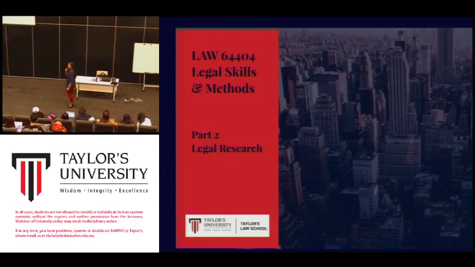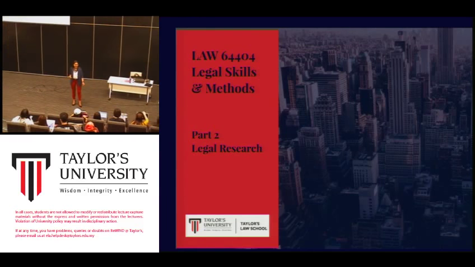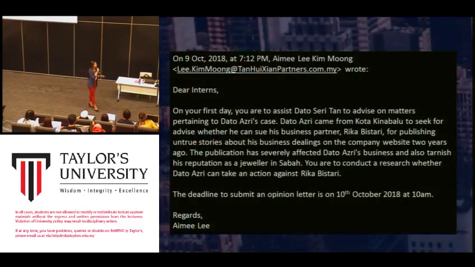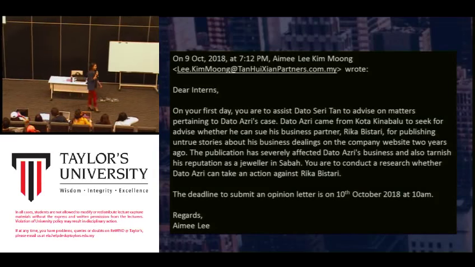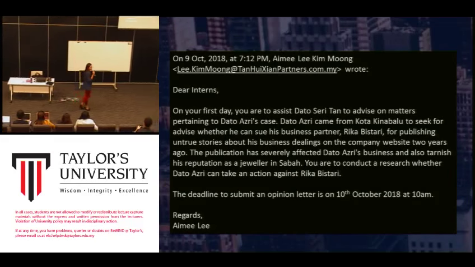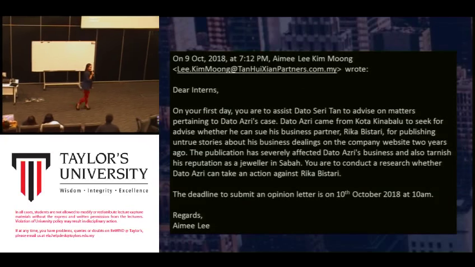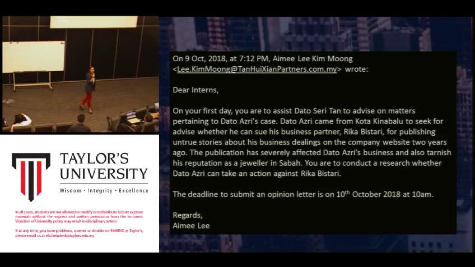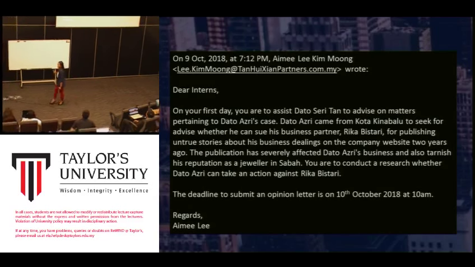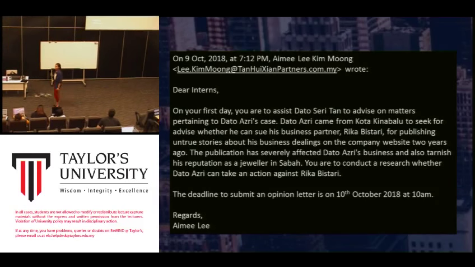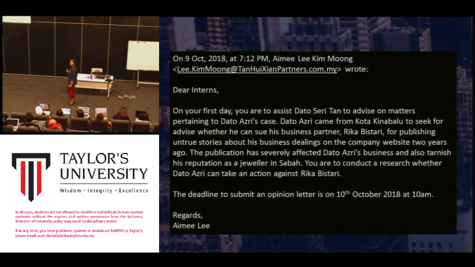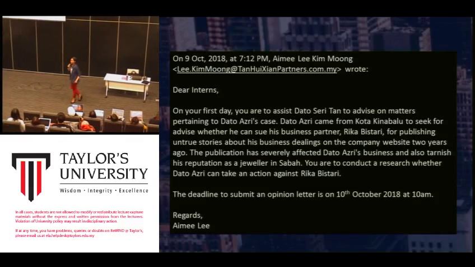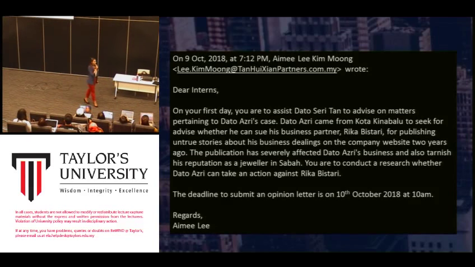So, are you guys ready for the question? Okay, I'm ready. This is an extract of an email. Look at the date, what time the email was sent, and the due date. When are you required to submit the advice? You can take a picture of the question, because you need to do research on this area of law.